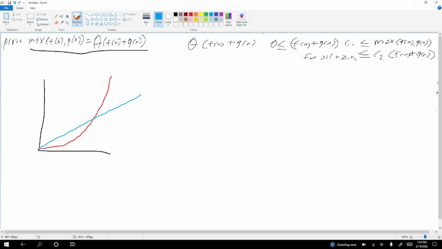So if we assume that f of n has the greater growth rate, more intense growth rate, then we know, I'll put this in black again, we know that right here where they intersect, or after this point, going that way, f of n will always be greater than g of n. It'll always be above it.